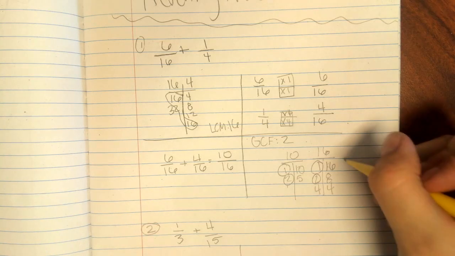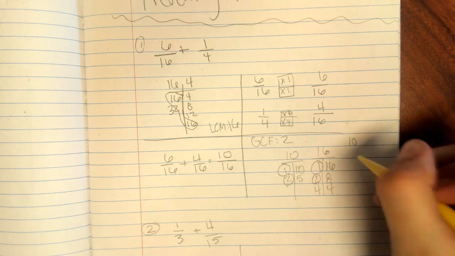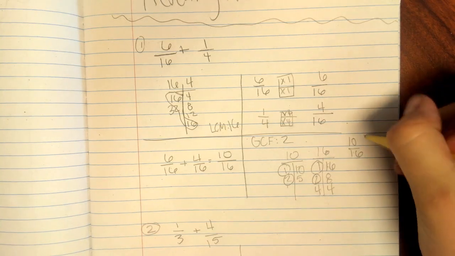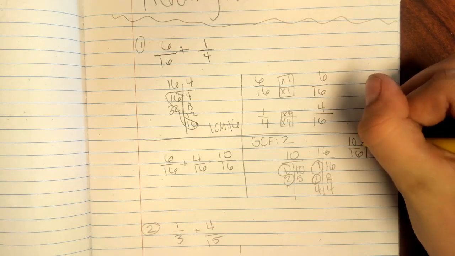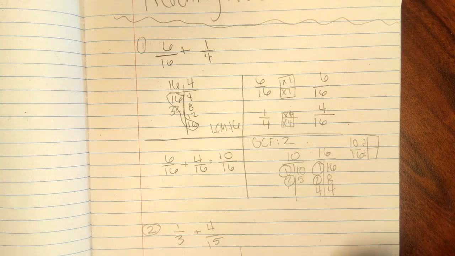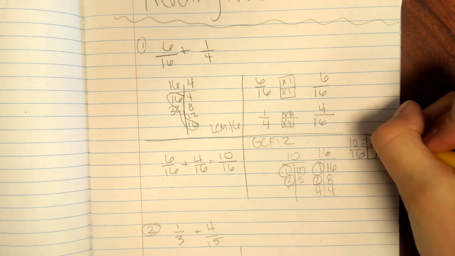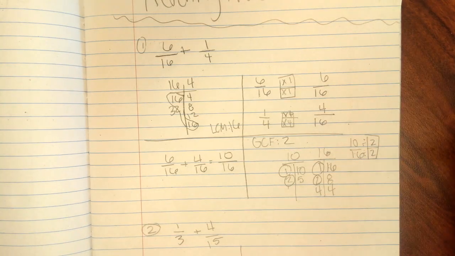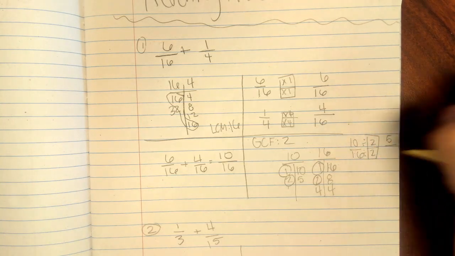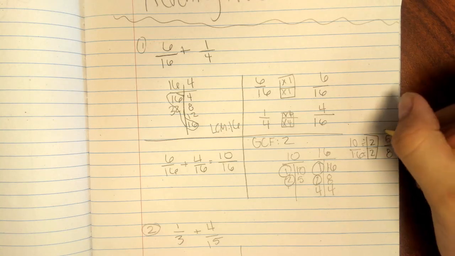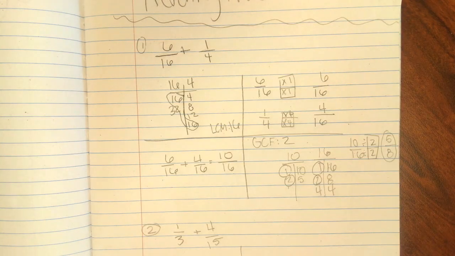Now I take my fraction from before, 10 over 16. I use my dominoes box again, and I am going to divide by my greatest common factor of 2. So 10 divided by 2 is 5, and 16 divided by 2 is 8. That is my final answer.